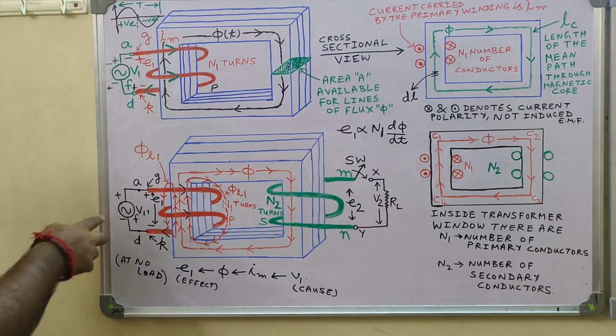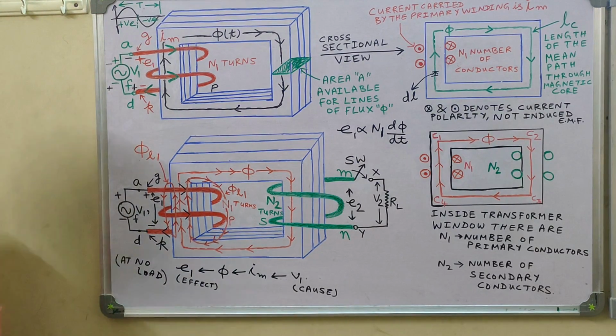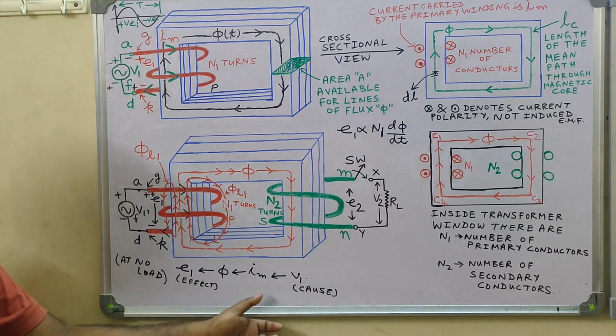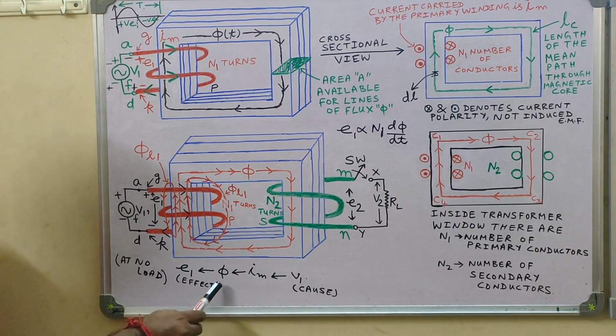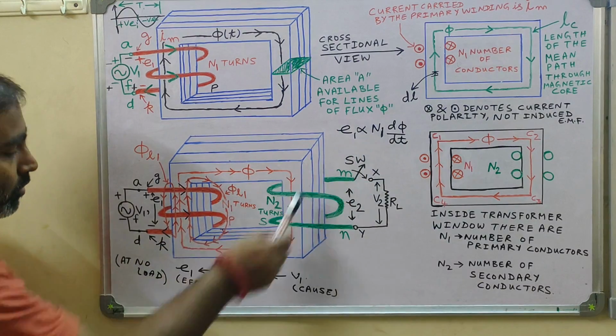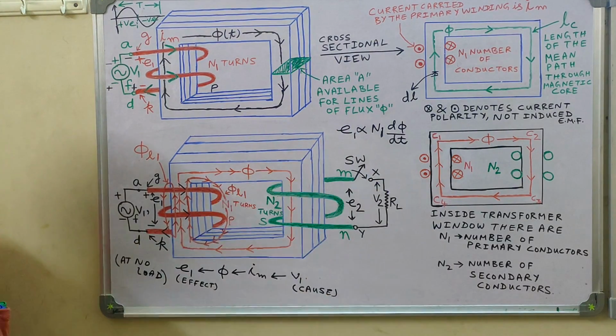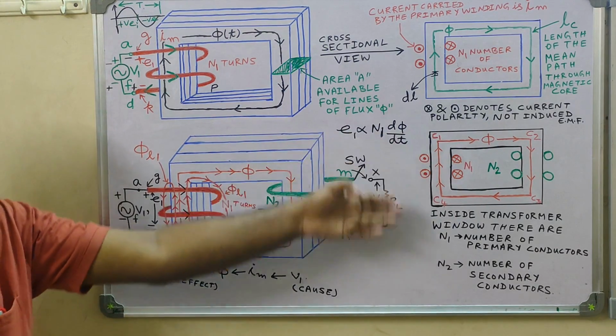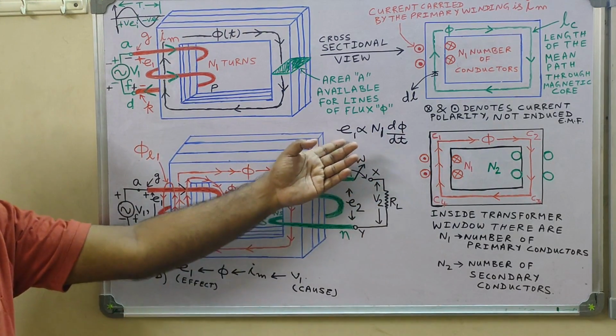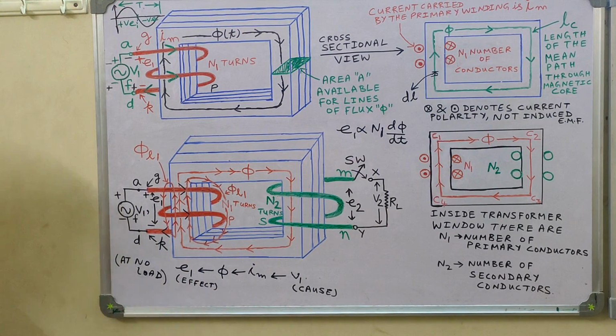For example, if the applied voltage were DC, in that case V1 will not change with time, so the derivative of that will be 0. Or you can say if V1 is DC, then current IM is also DC, then flux is also DC. If phi is constant, then the derivative of that will be 0. So the induced EMF will be 0. So that way also you can think over it.